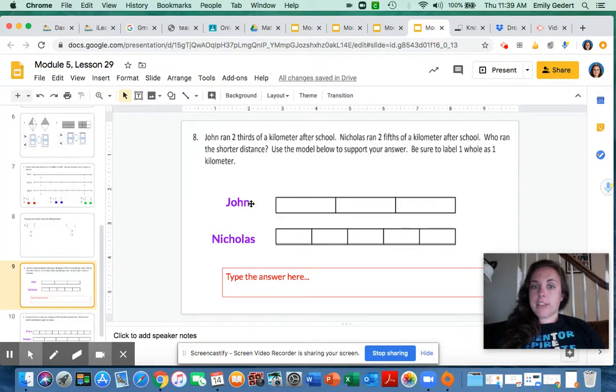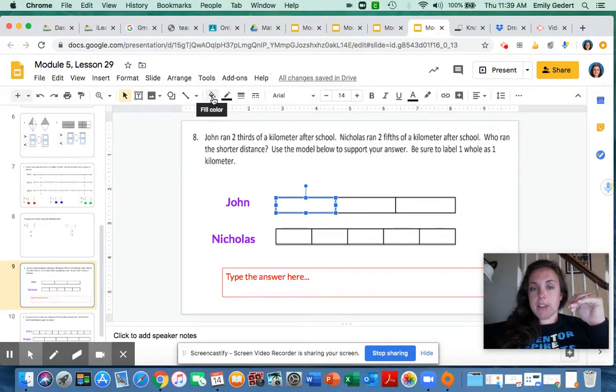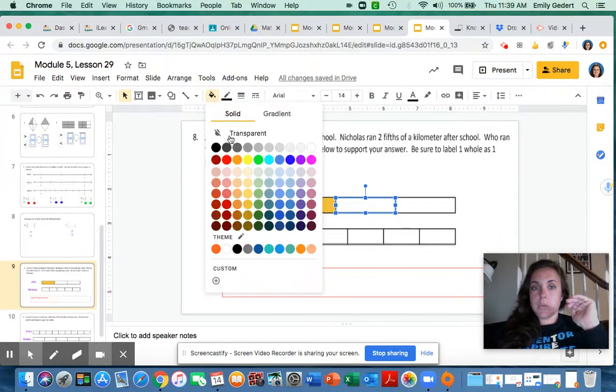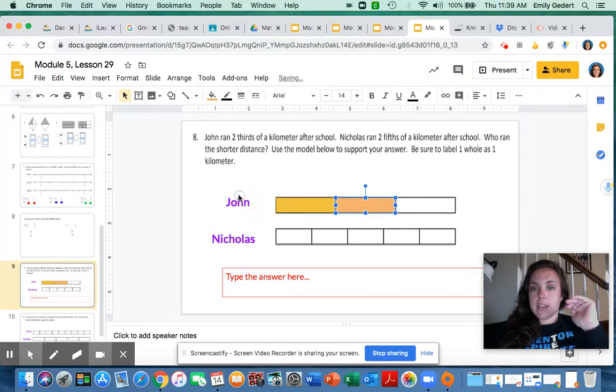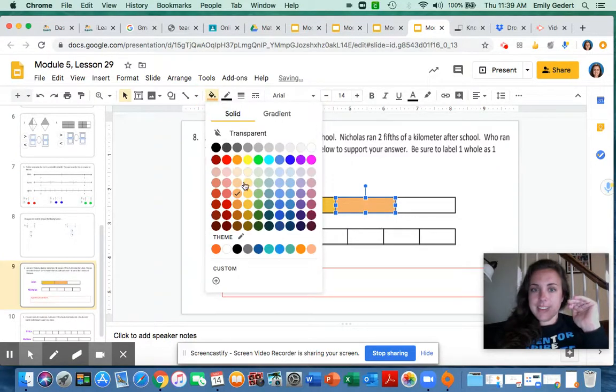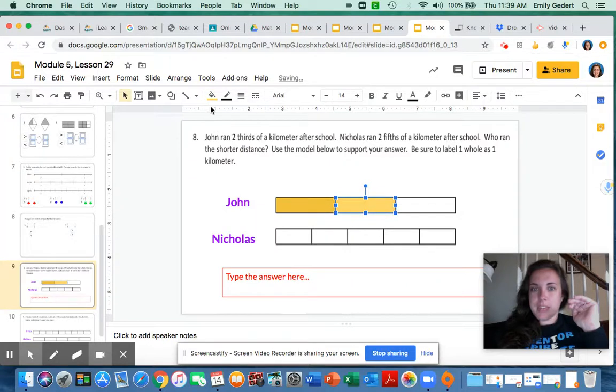It says John ran 2/3. So you're going to click what you want to shade in. You're going to find this paint can tilted over with paint coming out called fill color. And maybe John had yellow paint and he had 2/3. So I want to do this twice. I don't know what color I used. It helps if you pay attention when you're picking a color. There we go.